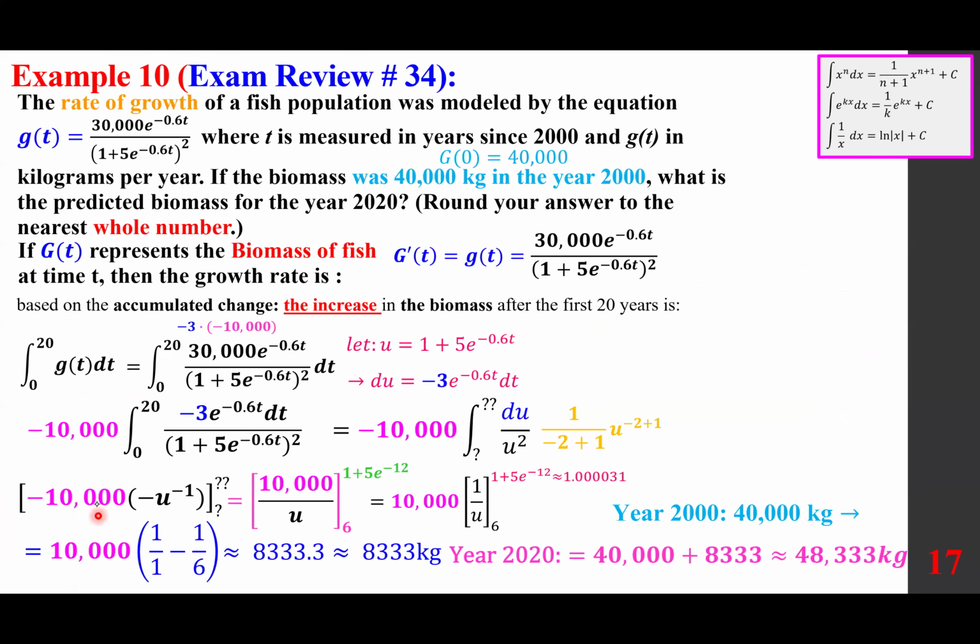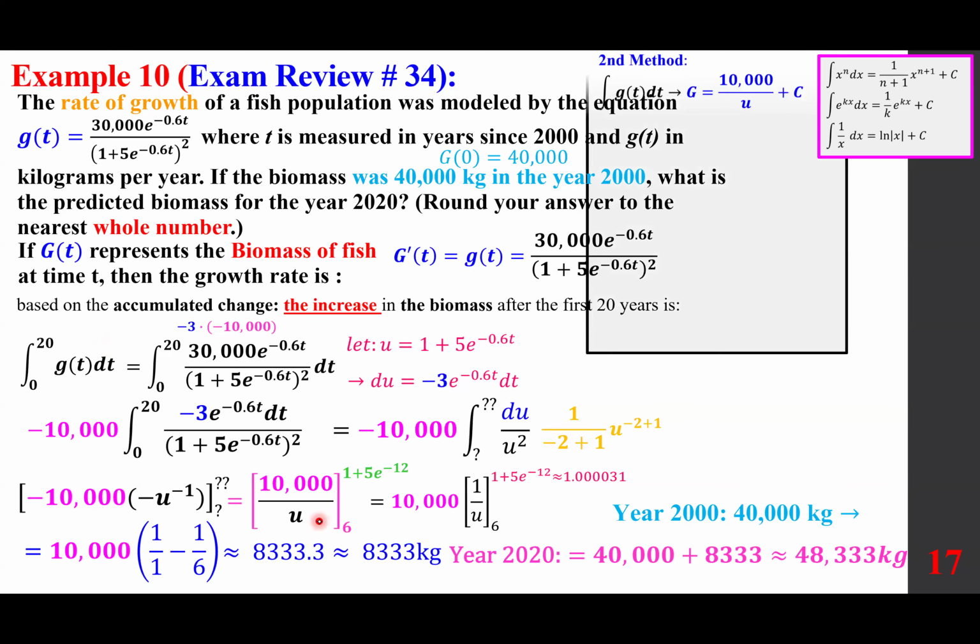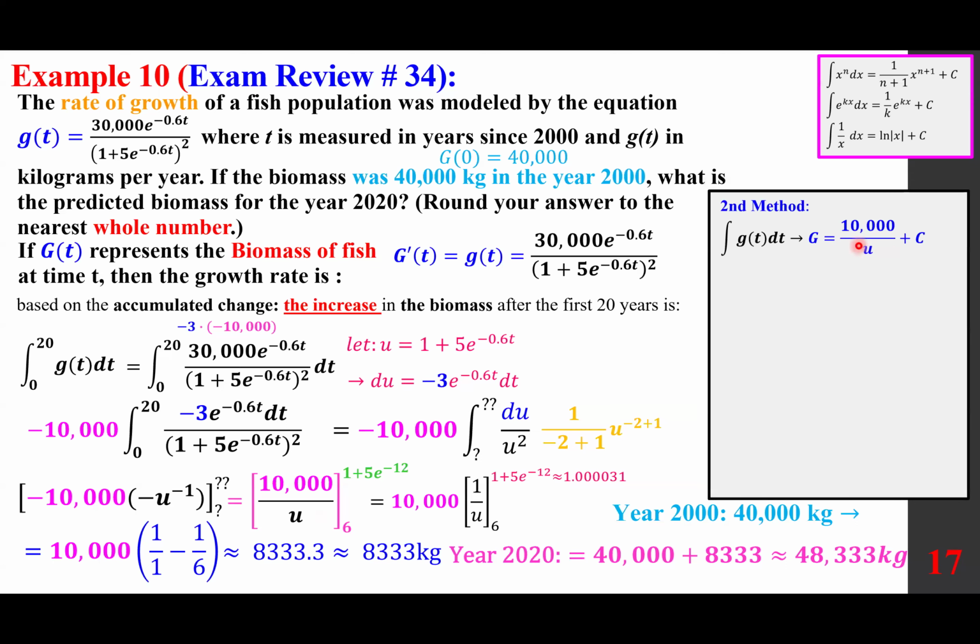I want to show you a second method, as we have done before. And the second method is to integrate this without the limits, which gives you 10,000 over u plus a constant. And u is 1 plus 5 e to the power minus 0.6t. And to find the c, g of 0 is 40,000. This is an initial value problem. This is a general solution.